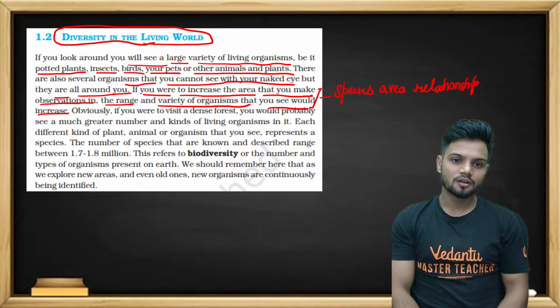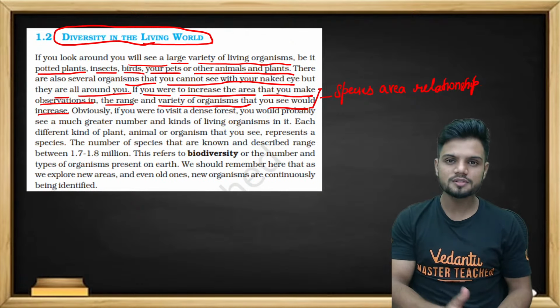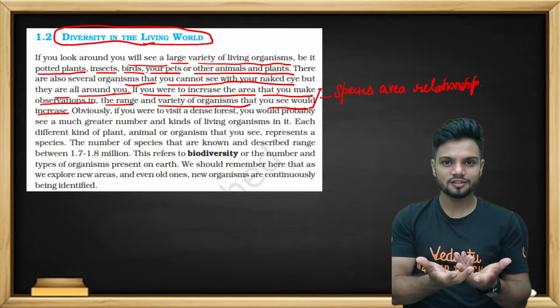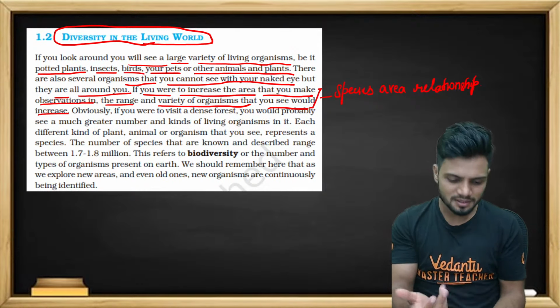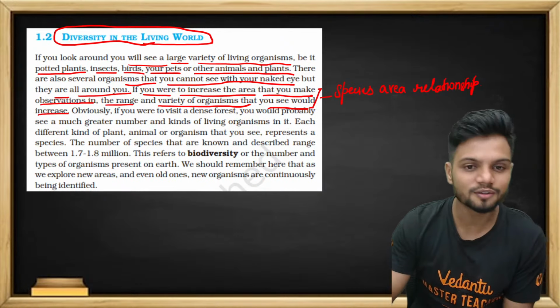Yes. So what does it tell you? Species area relationship tells you that the more you search, the more you find. Obviously, the more area you search, the more organisms you will obviously find. It's a simple thing.